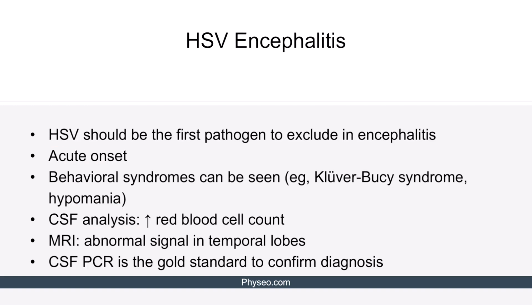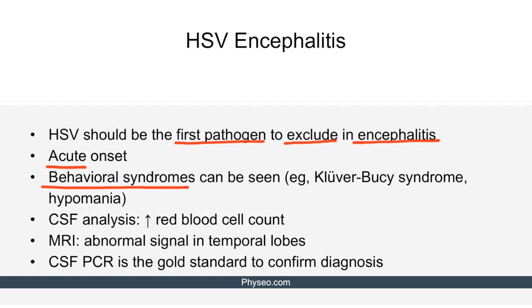Now let's go through some specific highlighted cases of encephalitis. So let's begin with HSV encephalitis. So this virus is the first pathogen you want to exclude in any case of encephalitis. And in these instances, it's typically acute, and there's often behavioral syndromes that are present. For example, Kluver-Bucy syndrome and hypomania. You may recall from your preclinical studies that Kluver-Bucy syndrome is characterized by hyperphagia and hypersexuality, often described as hyperorality.